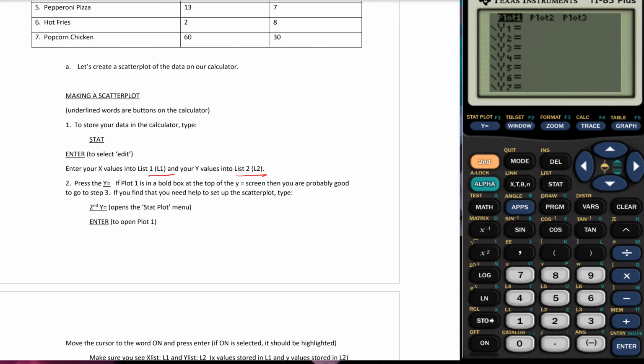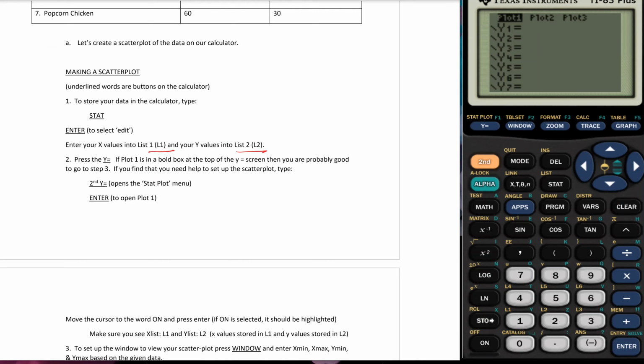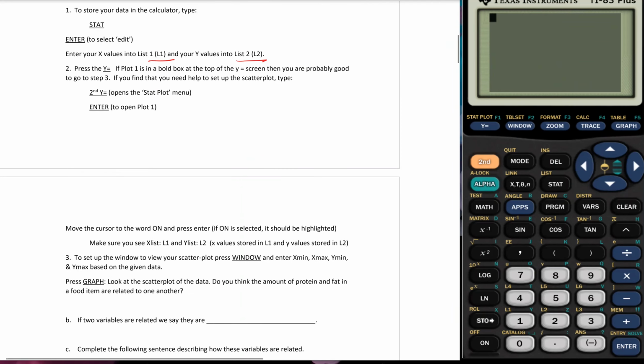Just in case it's not bolded, you can go into second y equals stat plot, and make sure that stat plot 1 is on. I notice that my very first thing right there says it's on. So I'm good. So I hit plot 1, and I'm going to go to my graph. Oh, I can't read my graph. I can't see everything that I need on my graph. So I'm going to have to change my window.